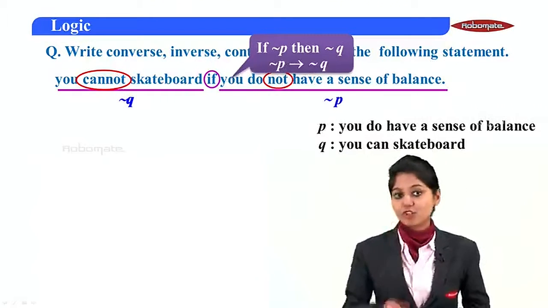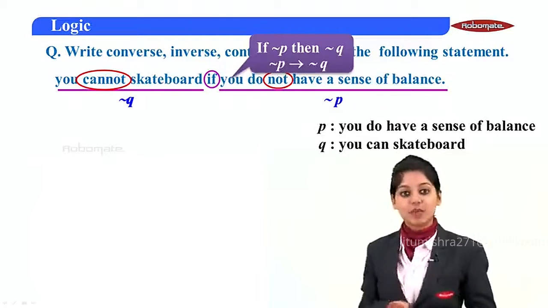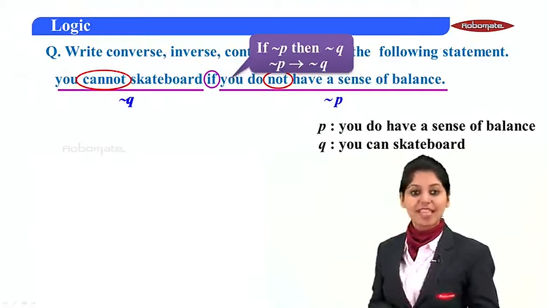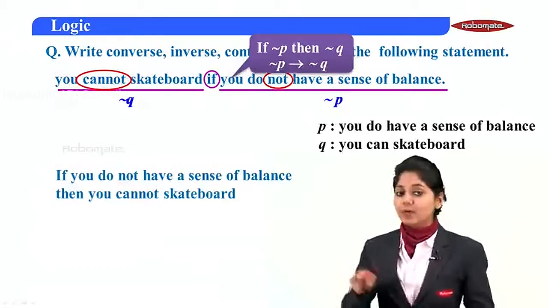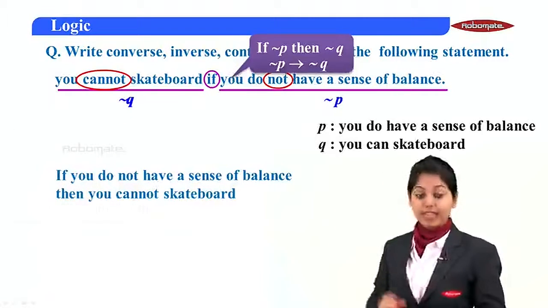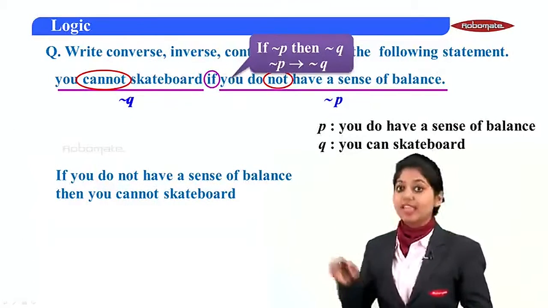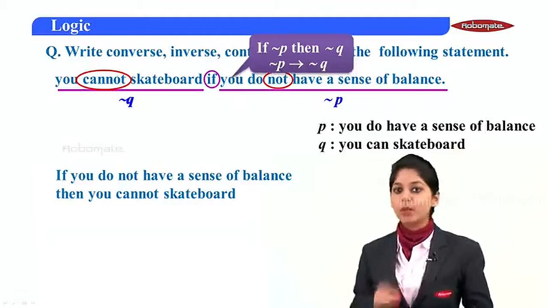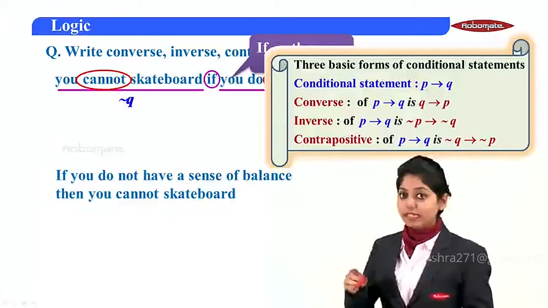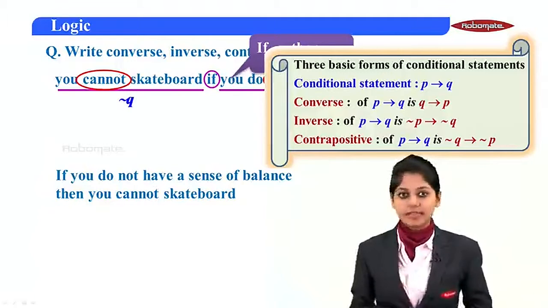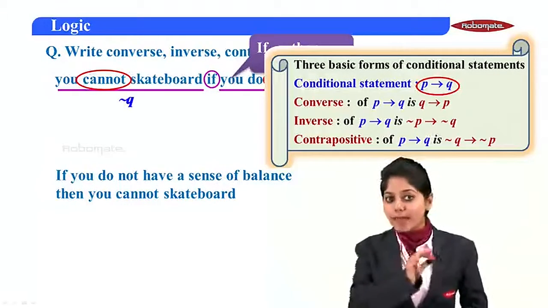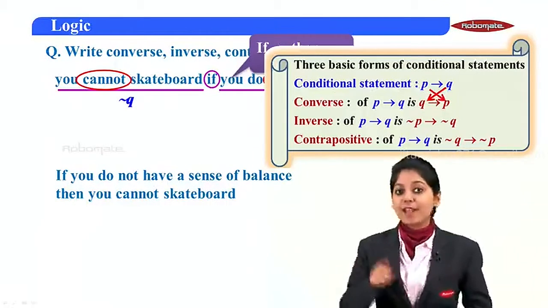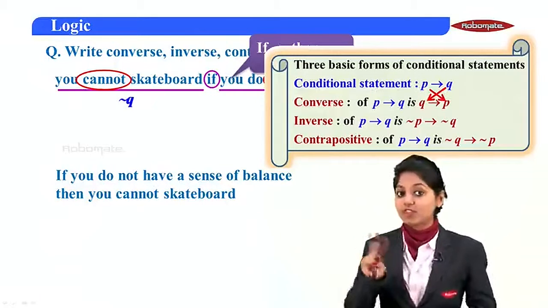So we have completed our first job, that is to get the symbolic form for this given statement. Now our job is to find the converse, inverse and contrapositive for the same. Now class, here we will first of all write its simple form, that is the conditional statement form, which is if you do not have a sense of balance, then you cannot skateboard. Okay? Here you can observe very well, we can find the converse very easily. How? For P implies Q, while finding the converse, we simply take Q to the position of P and P to the position of Q. That simply means we switch their position.